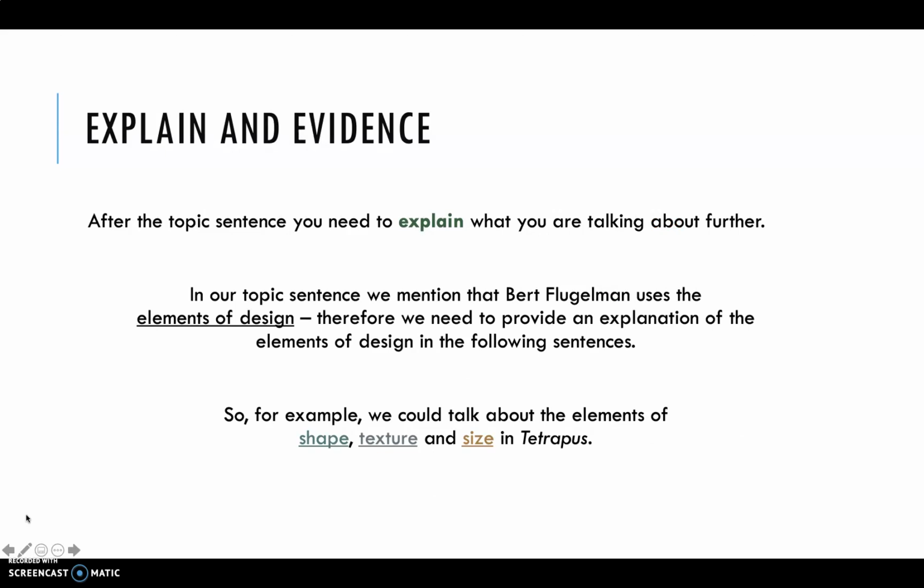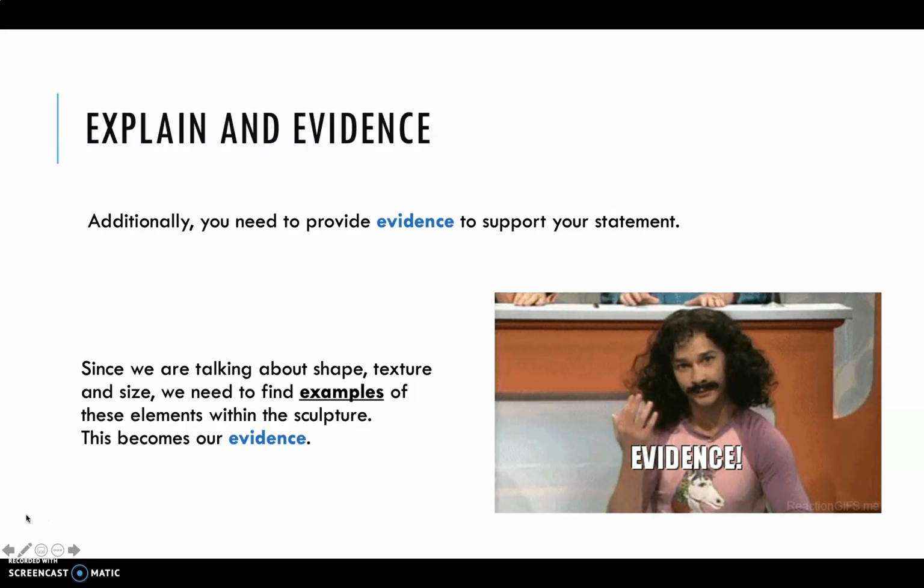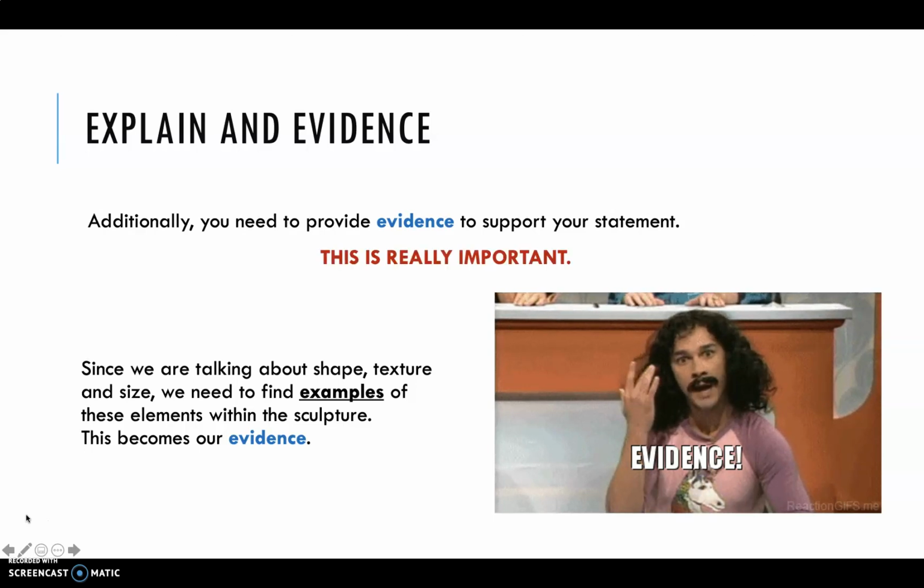What you want to do next is explain what you've just written in your topic sentence. You've just told me that he's used the elements of design and you've given me a few examples, for example, shape, texture, and size. You need to not only say that, but you've actually got to provide evidence. That's really important, because it's not just about saying, oh, he's used line. Well, that's well and good, but you need to explain, how has he used line? What examples can you see in the work? That's your evidence.